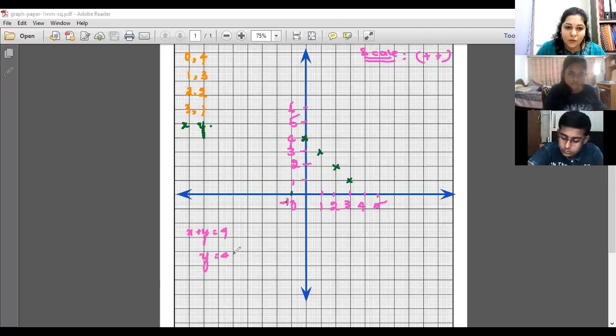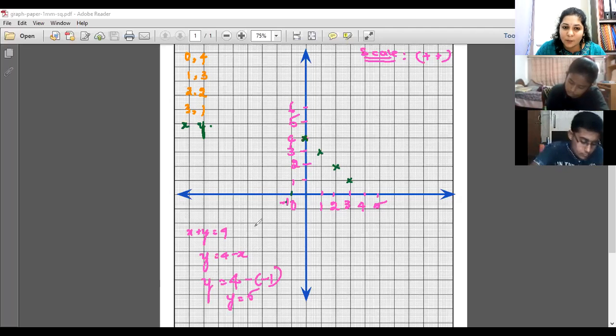Your y is 4 minus x. Now, if you substitute the value of x as minus 1, it should be 4 minus of minus 1. Don't miss the signs, very important. Yes, ma'am, y value is 5. Y value is 5, correct? So what are the coordinates now? Minus 1 comma 5. So it is this point. If you just go ahead in the same direction, you get minus 2, it will be 6.